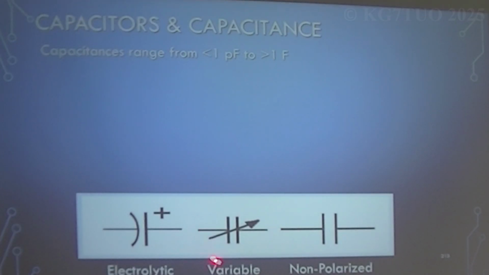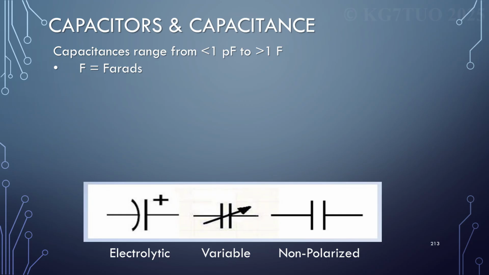Electrolytic, variable, it's got the little arrow through it. Electrolytic's got the gap with the curve. Non-polarized has a straight line. 1 picofarad to greater than 1 farad. F is for farads.